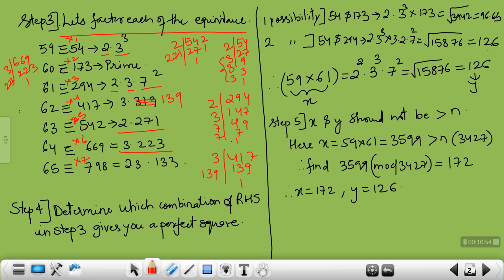Similarly for 798. If we calculate for 798, what do we get? 2 3s are 6, 2 9s are 18, and again, sorry, 3 1s are 3, 3 3s are 9, and again it remains. So 2 into 3 into 133.